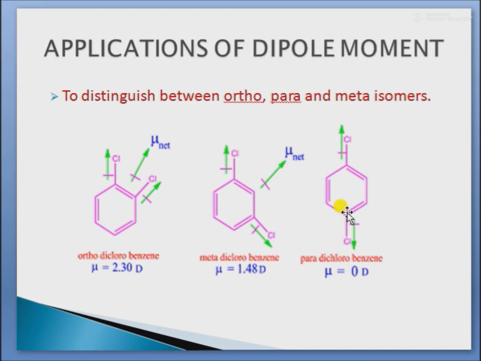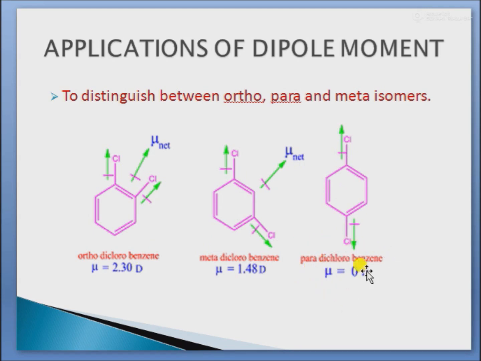And when chlorine is attached to the fourth position, then this fourth position is called the para position. Similarly, fifth position is called the meta position, 6 is ortho position. Here it is 1,2 or ortho dichlorobenzene, it is 1,3 or meta dichlorobenzene, or it is 1,4 or para dichlorobenzene.